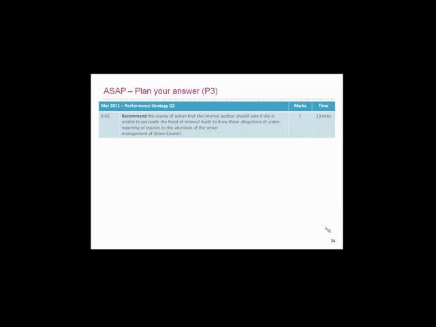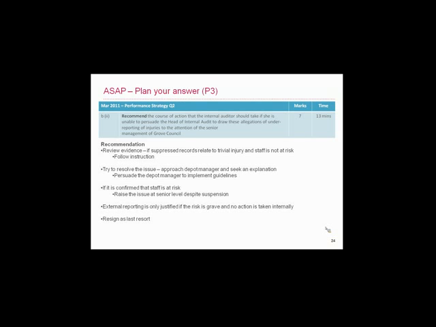Part B follows on from part P1: the recommended course of action that the internal auditor should take if she's unable to persuade the head of internal audit to draw these allegations of underreporting of injury to the attention of senior management of the council. As we said, 7 marks, you're expected to give a few recommendations.